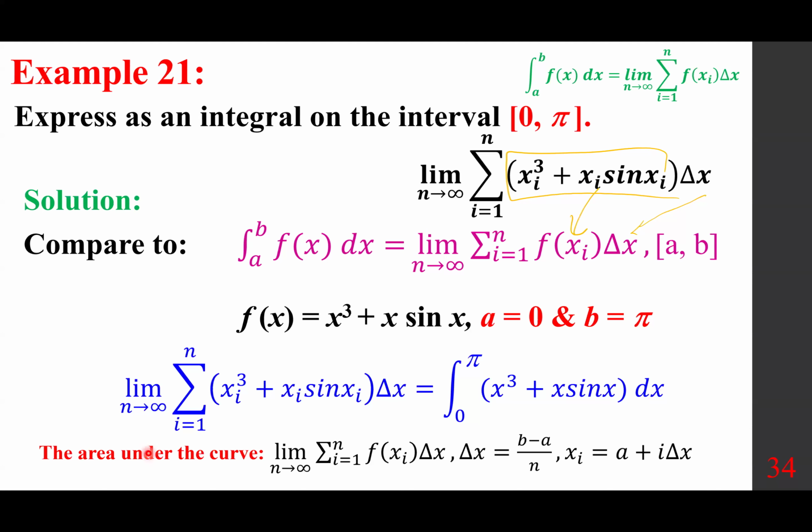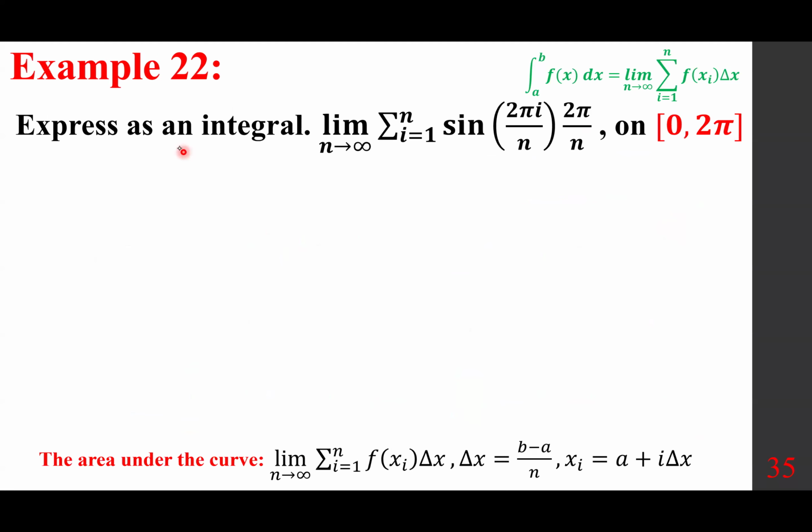Again, this is just to remind you about what we were just discussing in the previous pages. Express as an integral the limit as n approaches infinity of the summation i going from 1 to n of sine of 2 pi i over n times 2 pi over n on the interval of 0 to pi. So right away, a and b are given. I want you to notice that.